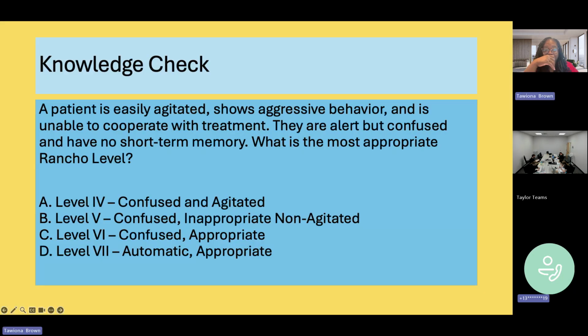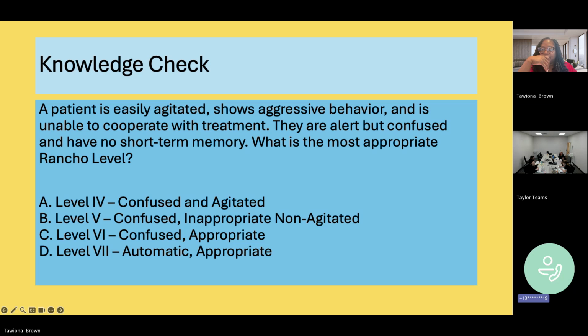So now here's another one. You have a patient, and the patient is easily agitated. The patient shows aggression and is uncooperative for treatment. The patient is alert, but they are very much so confused and they have no short term memory whatsoever. What is the most appropriate Rancho level? And when I say Rancho, I'm talking about the Rancho Los Amigos levels of cognitive function. What level do you think they are in just based off of the descriptives that you have here?